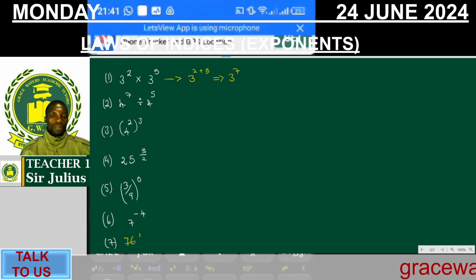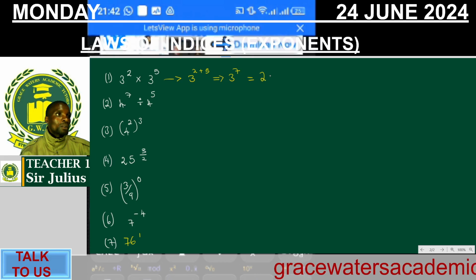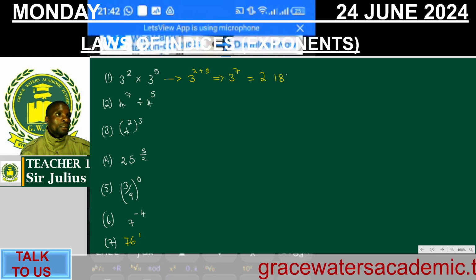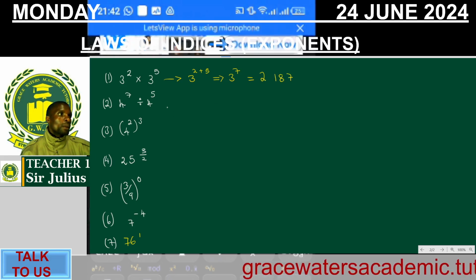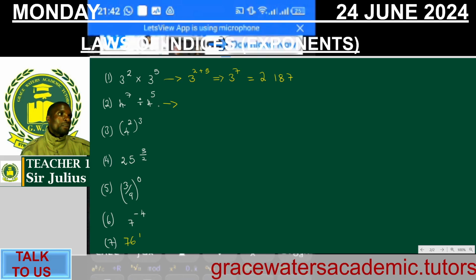Now we need to use the calculator. So what you need to do is to put 3 and then press the power button, put 7. Okay, and then you say equals, you get 2187. So the answer becomes 2187.